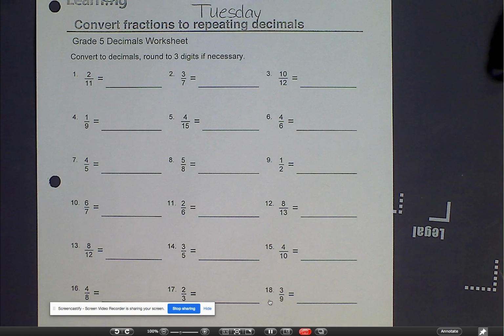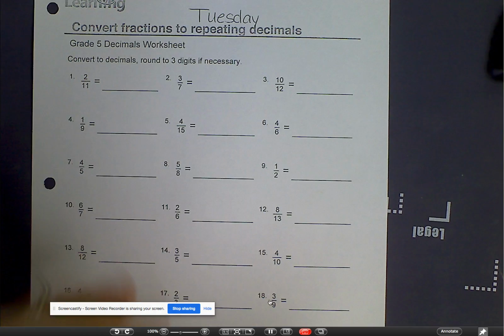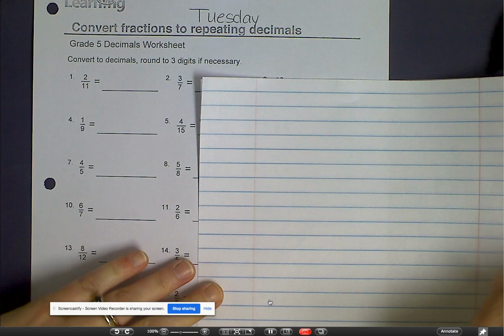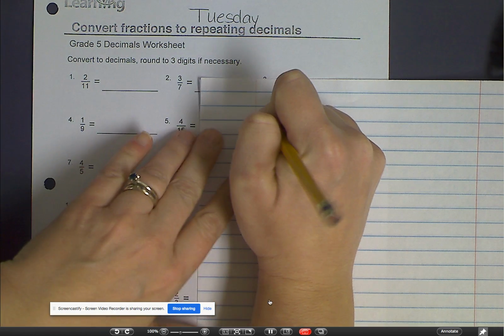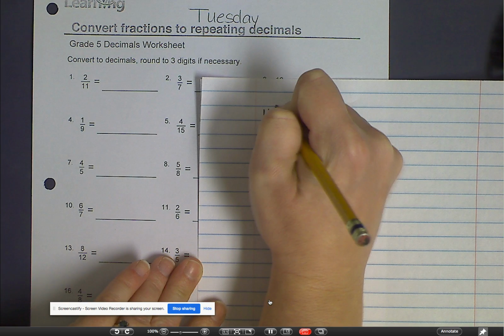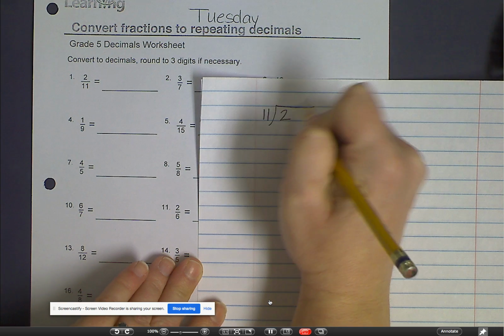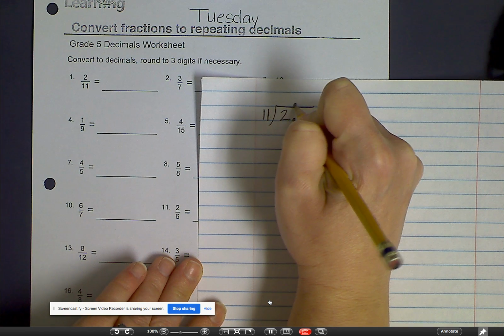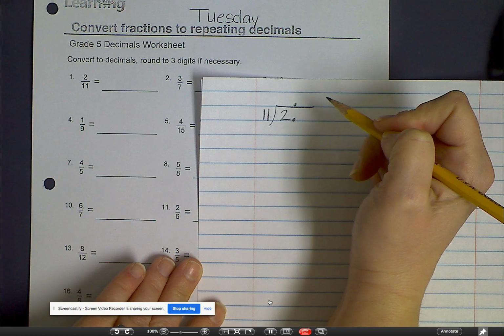So let's do this. Number one, we have 2 11ths. When we're converting a fraction to a decimal, you take the bottom number, your denominator, and that goes outside because that's your dog. The dog stays outside, and your 2 goes on the inside. 11 cannot go into 2, so I'm going to add a decimal. When I add a decimal, I have to bring it straight up, okay?